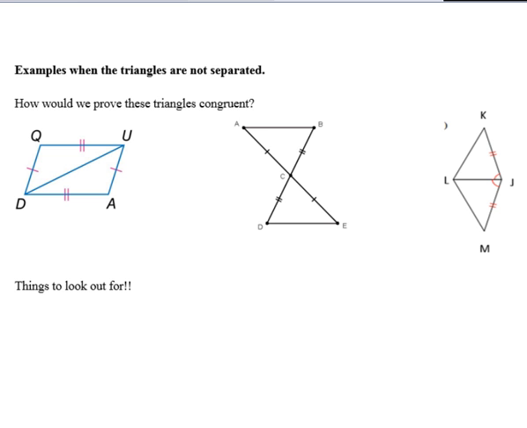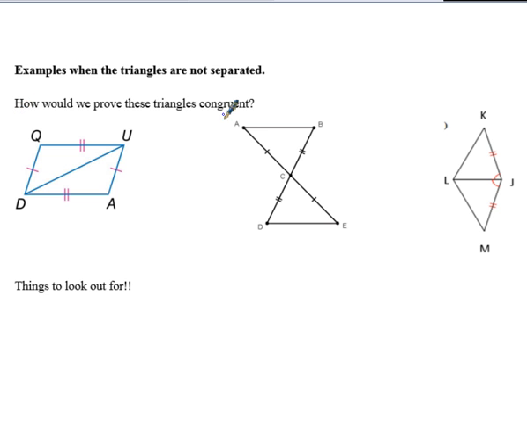So here are some examples now where the triangles are not separated. What we had just looked at were just two separated triangles with everything marked, and that's not exciting. That's not what it's going to look like. We're going to be looking at examples where the triangles are pushed together or twisted in a weird way, and now we need to figure out how I can prove these two triangles congruent. So I'm going to give you some hints and tips and things to look out for when we're doing these types of problems.